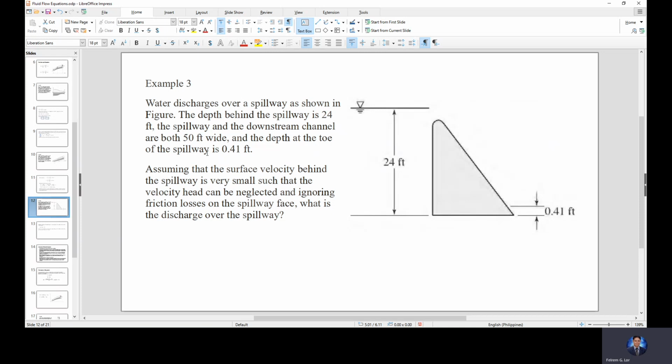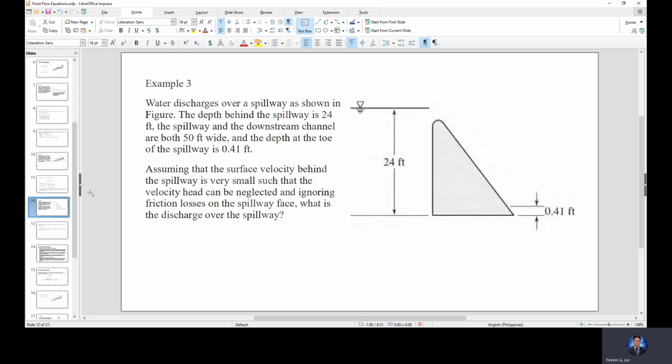Example number 3. We have an open channel. The previous 2 examples were pipes. The difference between pipes and open channels is that for an open channel, we can assume the pressure is equal to atmospheric pressure, so we can say that the gauge pressure is equal to 0. By the way, for the previous examples, the pressures mentioned in those problems are all gauge pressures. They are not atmospheric pressures. They are gauge pressures. Okay.